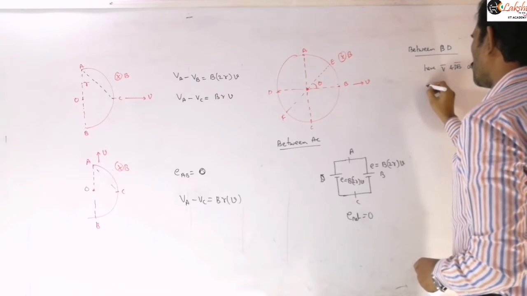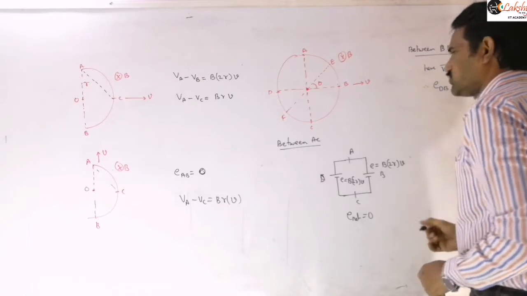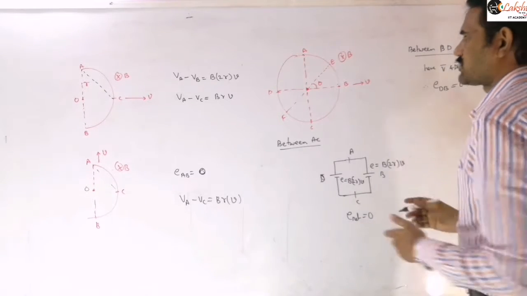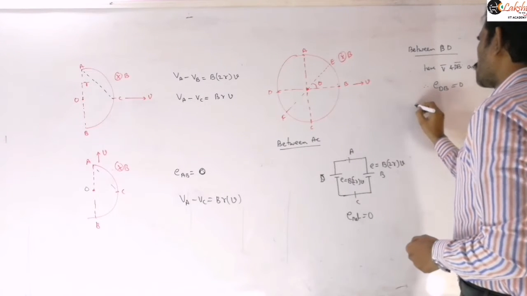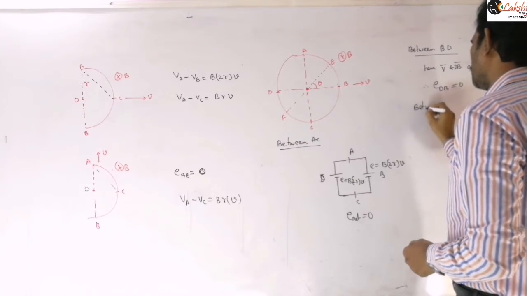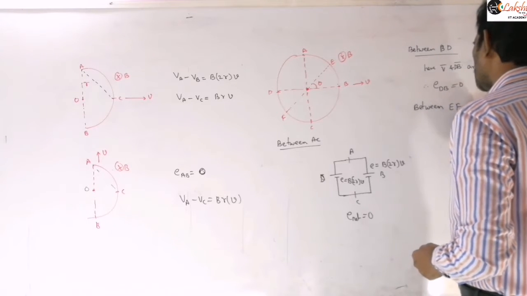V bar and dB bar are parallel. Therefore, the induced EMF between dB is 0. There is no induced EMF between dB. And next, similarly, if you are writing for E and F, the induced EMF between E and F, if you want to answer here.